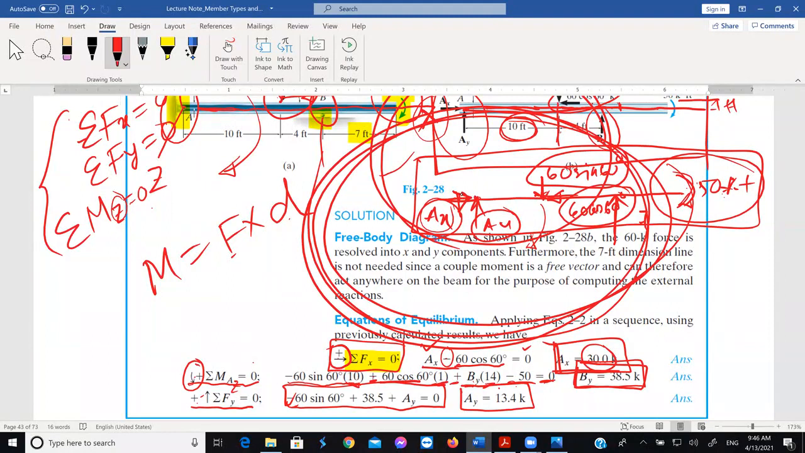However, if we assumed it to work in the leftward direction and proceed with this assumption to calculate your reaction, you will get a negative value of 30 kip. With a negative value of 30 kip, that means the direction of the AX force is just the reverse of what you have assumed. So in that case, you just reverse its direction here.